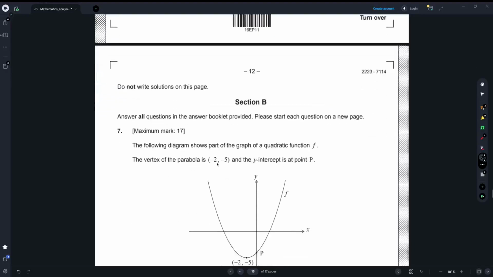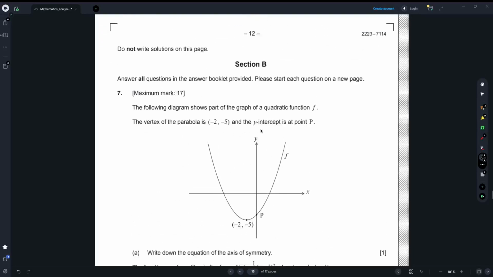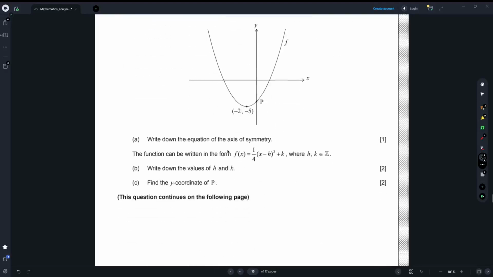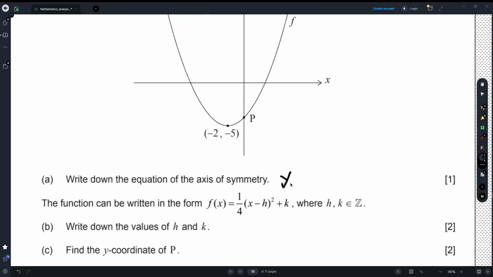Alright, so the following diagram shows part of the graph of a quadratic function f. The vertex of the parabola is at minus 2, minus 5, and the y-intercept is at point P. Write down the equation of the axis of symmetry. So the axis of symmetry will just be where the vertex is, because it's a symmetric function. And this will just be x equals negative 2.